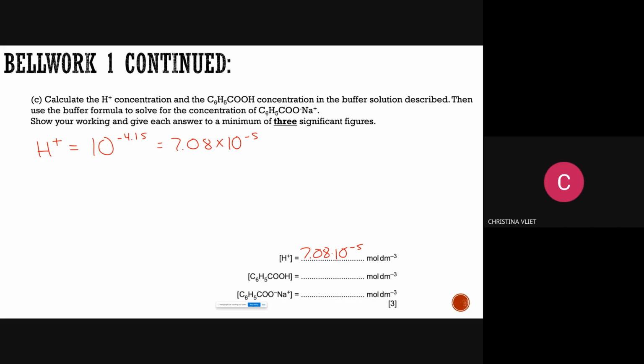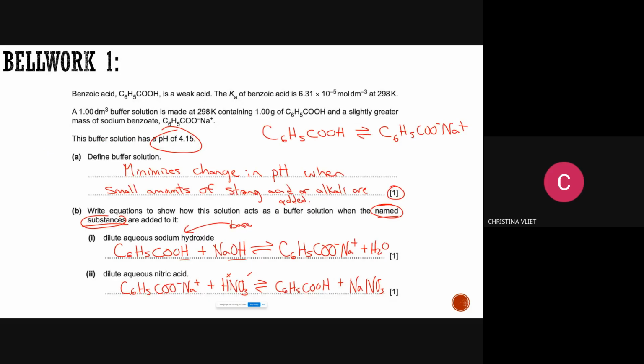So then, how do I get the C6H5COOH concentration? That's what comes next. Look back at the question. Do I have information to give me the concentration of acid? I have the grams, and I have the volume. So what is the formula? Where do I start? What piece of information have I not been given that I need to solve this? I need the molar mass. I need the moles, which means I need the molar mass, right?